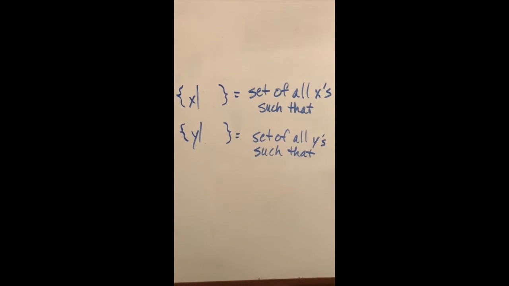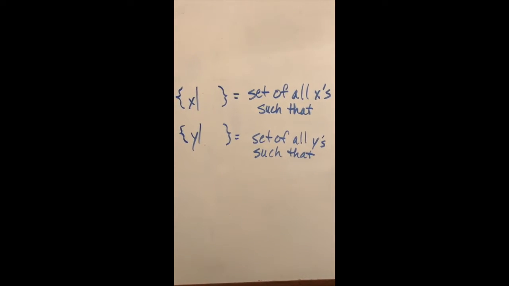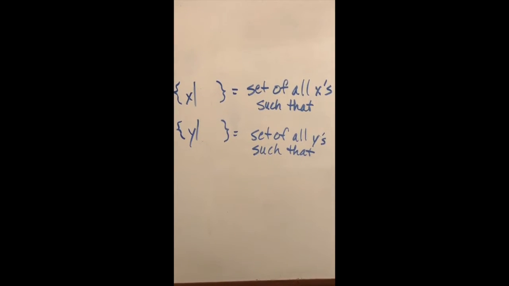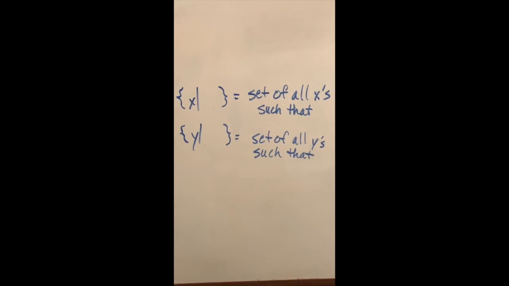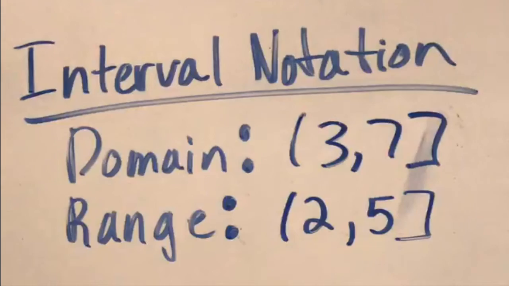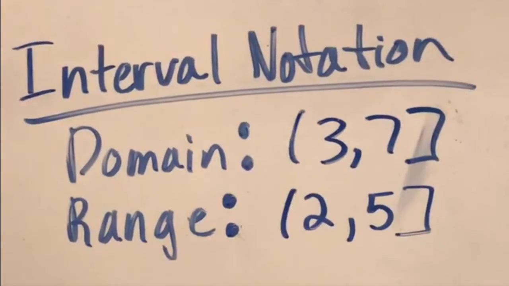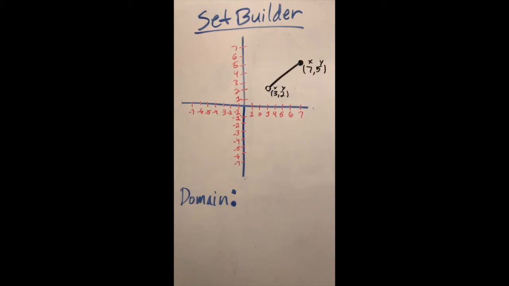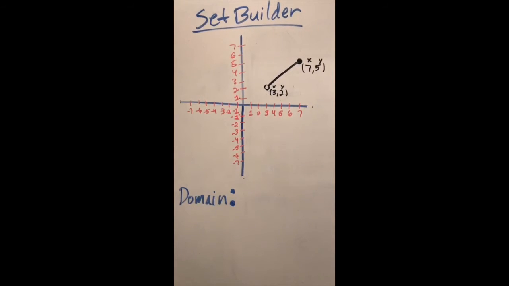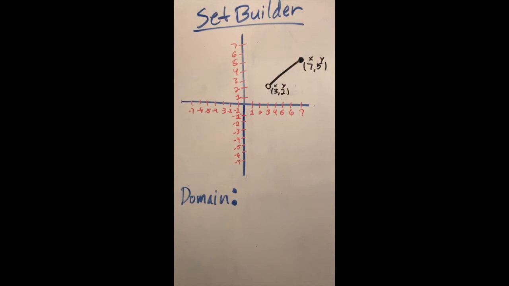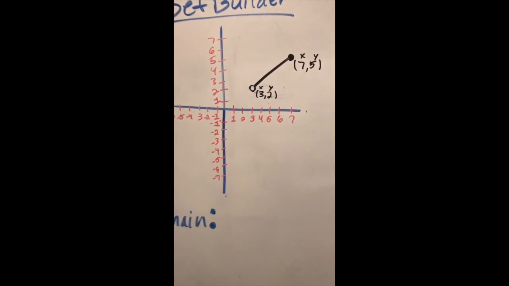Also know that the set of all x's such that, or the set of all y's such that, is the format for set builder answers. Let's begin. Since we already found the interval notation, we should just have to translate it into set builder. First, we will start with domain. Look at the lowest point to the left. The x value is 3 and the point is not filled in. Use the set of all x's such that.